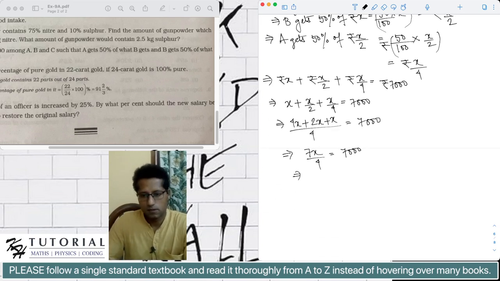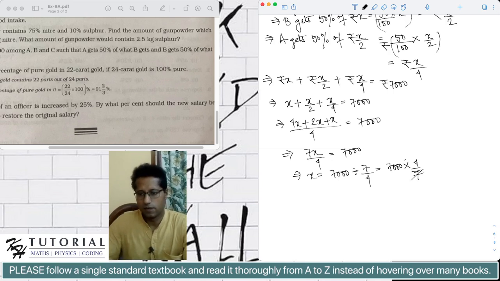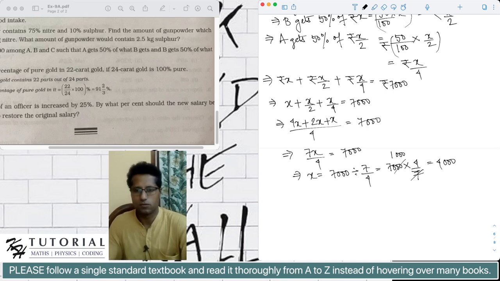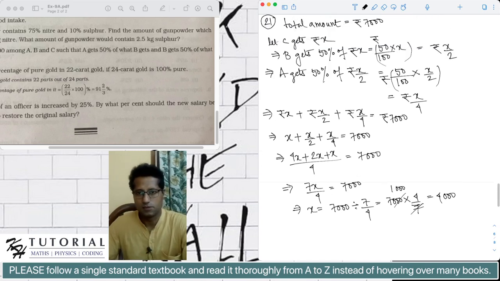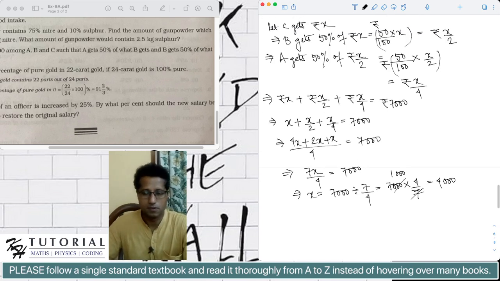This implies X is equal to 7,000 divided by 7 by 4, which is equal to 7,000 multiplied by 4 by 7. And after cancellation, we see it is equal to 4,000. So X is 4,000. That is, C gets X rupees 4,000.